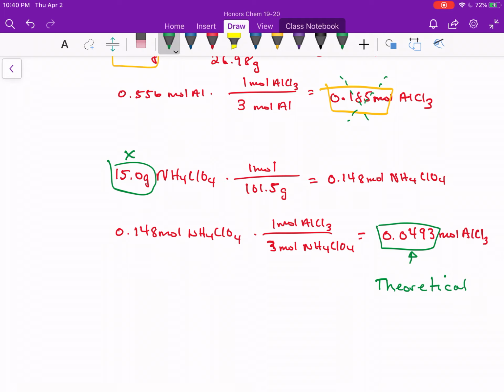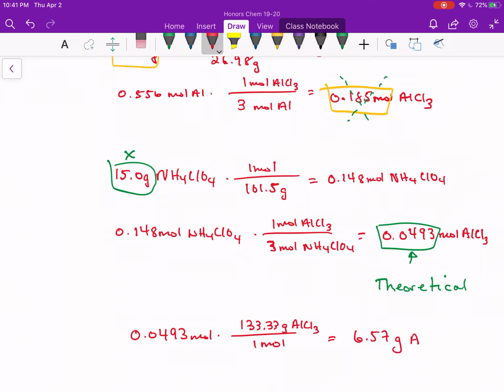And so now, but I wanted grams. And so in order to get to grams, I can finish the problem. Now that I know how many moles of AlCl3 I can make, I'm going to say 0.0493 moles times, and in this case, it's 133.33 grams of AlCl3 per mole. And that would be my 6.57 grams of AlCl3, and that would be my answer for this problem.